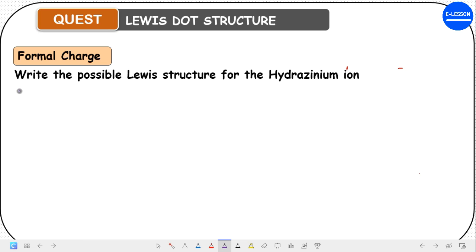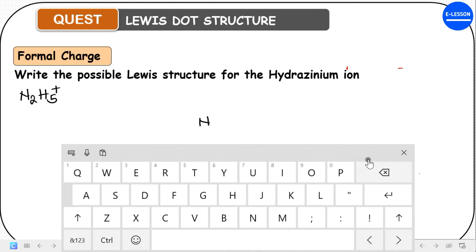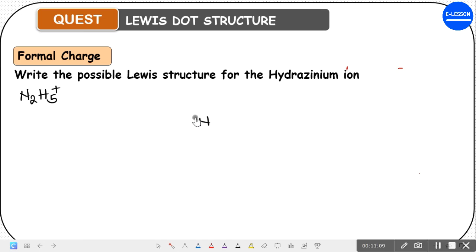Now the Hydrazinium Ion is N2H5 positive. So N2H5 positive. Now what we are going to do is first of all draw the skeletal structure. Now to draw the skeletal structure, we say on no account should hydrogen be the central atom. Is that okay? On no account should hydrogen be the central atom. So what we are going to do now is put nitrogen here. Then one of these nitrogens has to lead to the other nitrogen, because we said the hydrogen must not be the central atom. Is that okay?